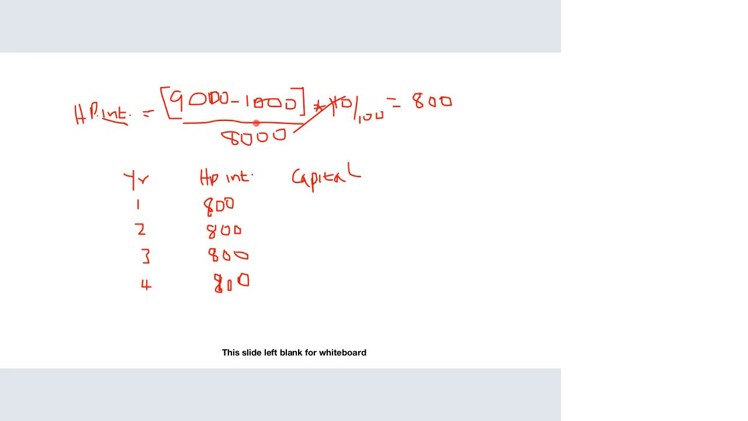So if we do that, then 8,000 divided by 4 will give us 2,000 shillings for every year. So that is the capital.